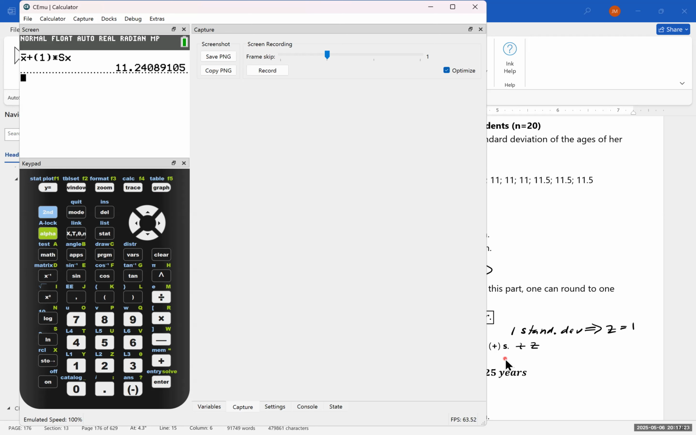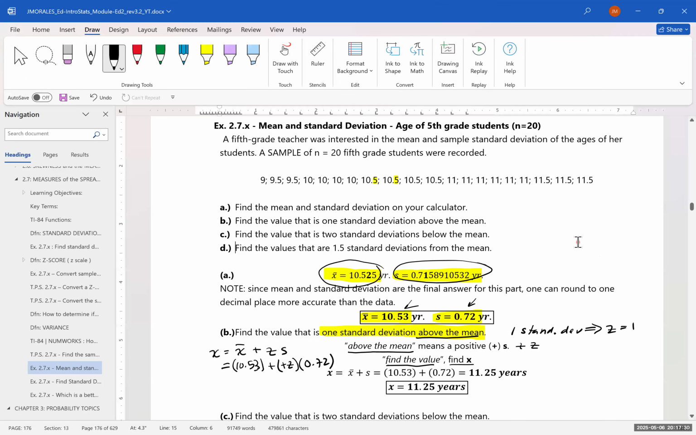So this value that I put in here, that is using rounded values. Okay, so this should actually be 11.24. This is if you use the non-rounded values. So let me rewrite this part on the right. I'm sorry.